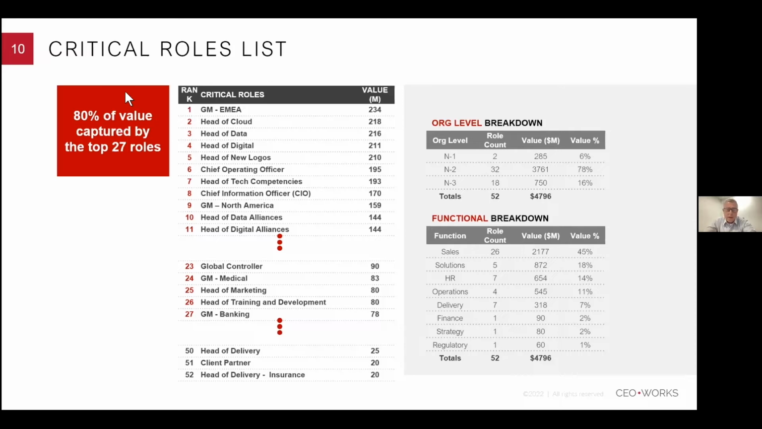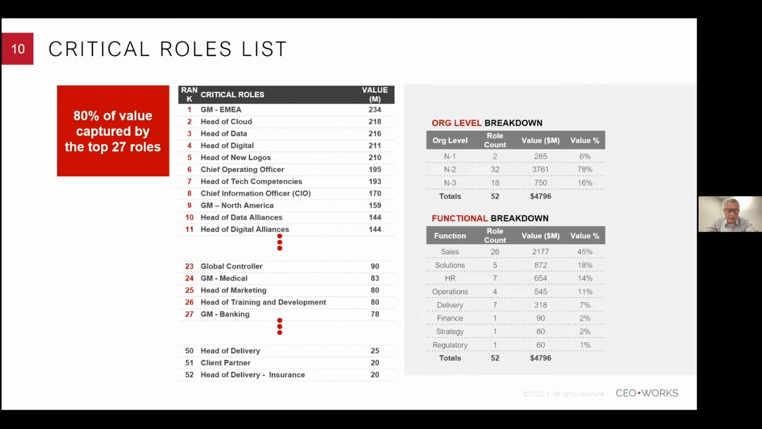First one, if we go down to this, there were 52 roles that came out of it for this portfolio company. But at 27 roles, we've already had over 80% of the valuation, the value aspiration covered. So that's a way to hone in. Let's start with those 27. 80% of our value agenda is represented by those 27 roles.